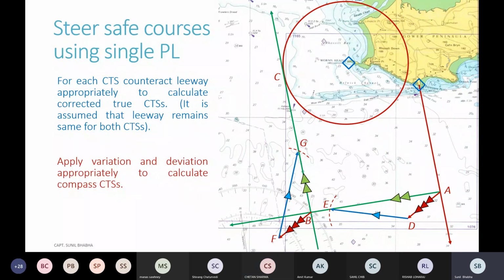Okay. In case they have asked us to calculate the compass course to steer, we will have to find out the compass error by using variation and deviation. We apply the variation and deviation, or the compass error, to our CTS to find out the compass course to steer.